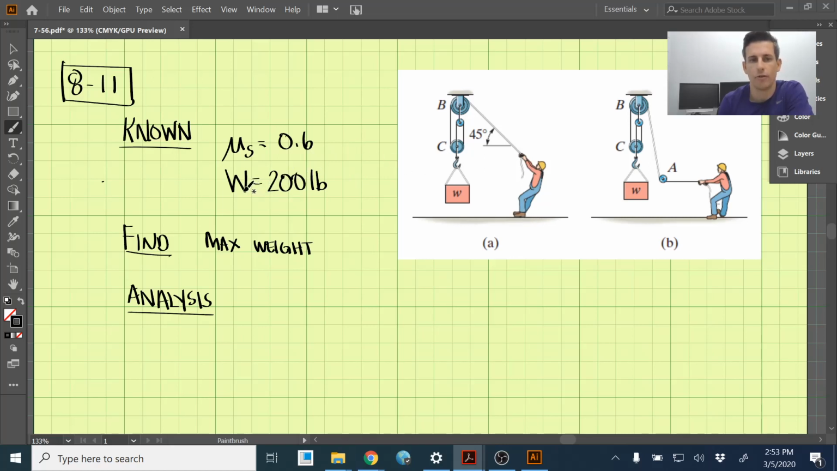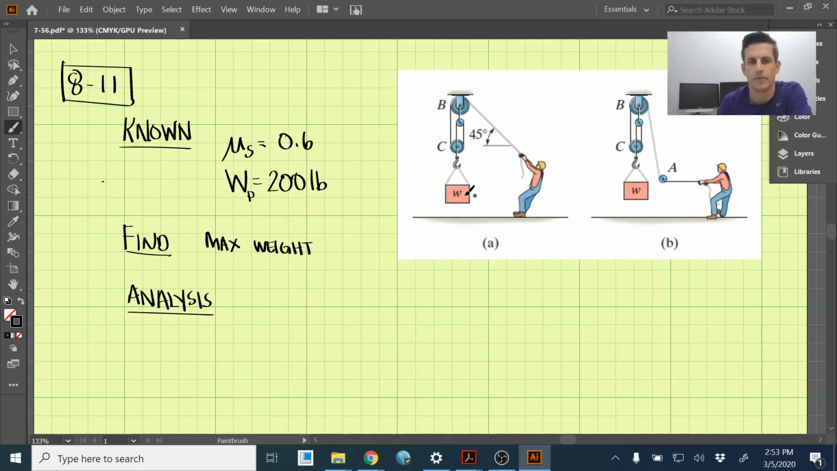We also know that the weight of the person is 200 pounds here. And what we're looking for is the maximum weight that a person can lift at a constant velocity. So with no acceleration, that means it's still a static problem here. In both cases, we need to figure out the tension that's being pulled on the rope, or the cable. And the pulley system is the same in both situations.